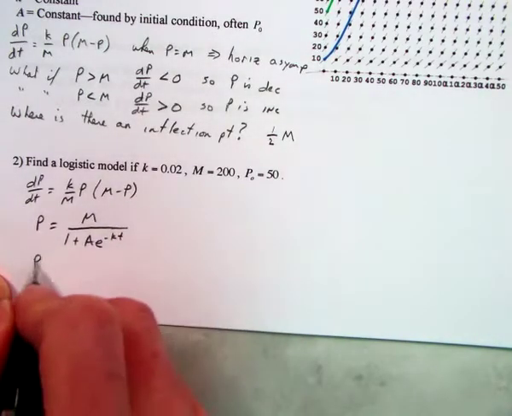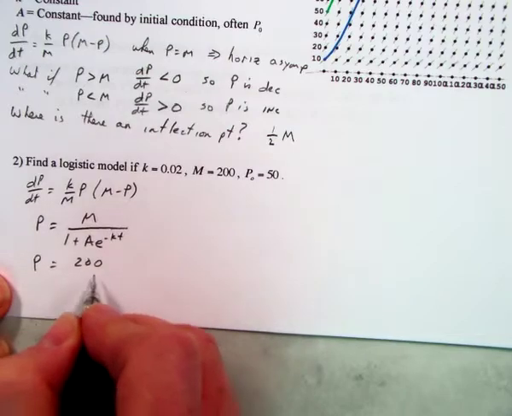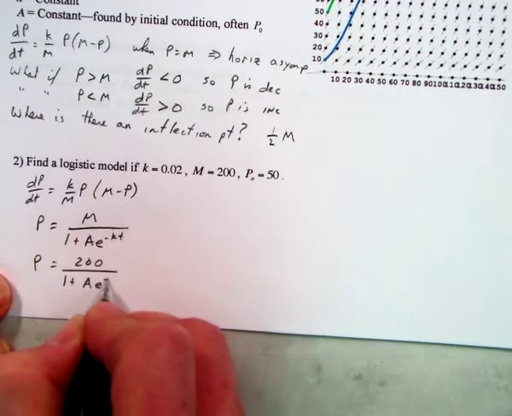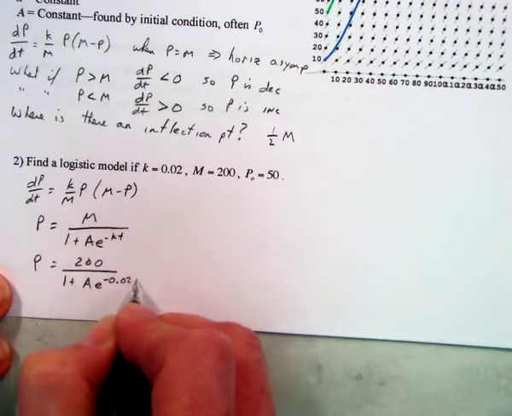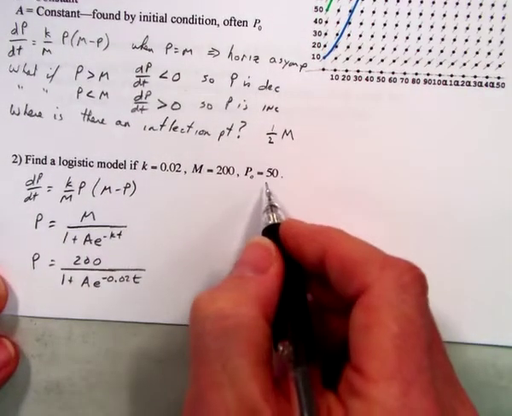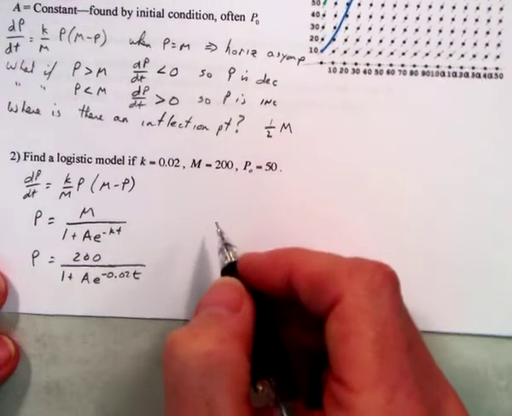So we're just going to plug it in. P equals, the carrying capacity is 200. We have 1 plus A e to the constant, negative 0.02.